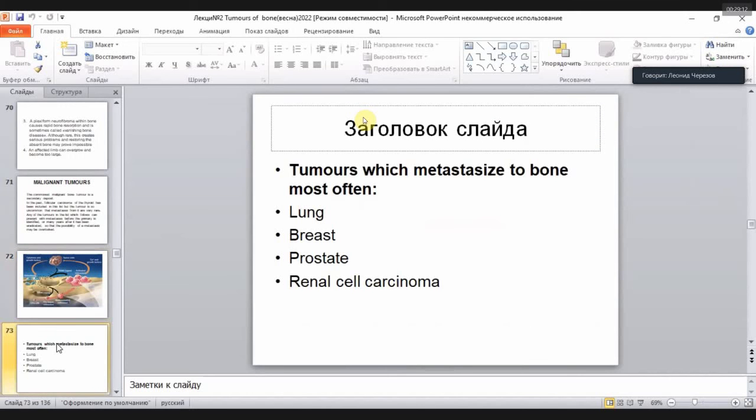Tumors which metastasize to bone most often: lung, breast, prostate, renal cell carcinoma.